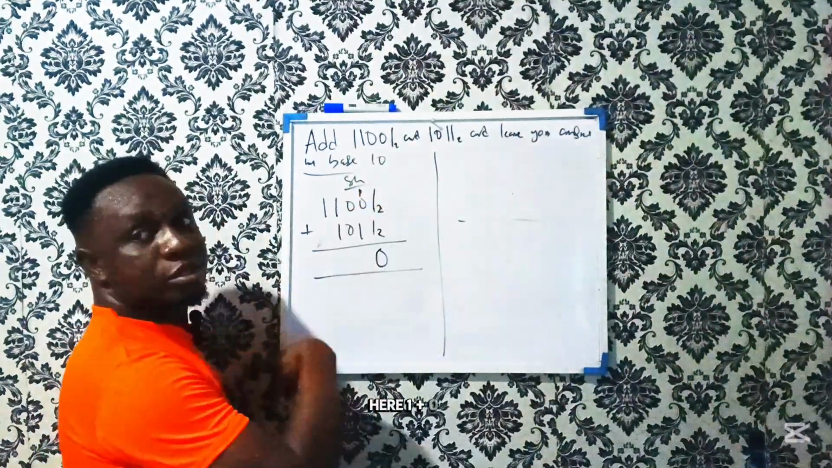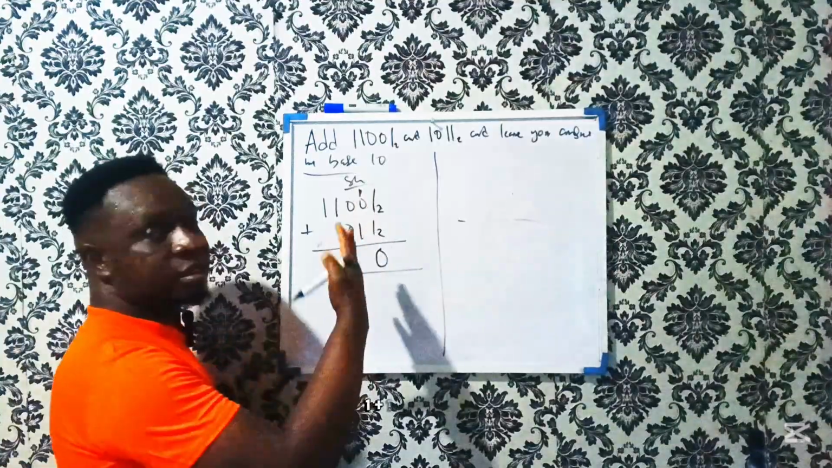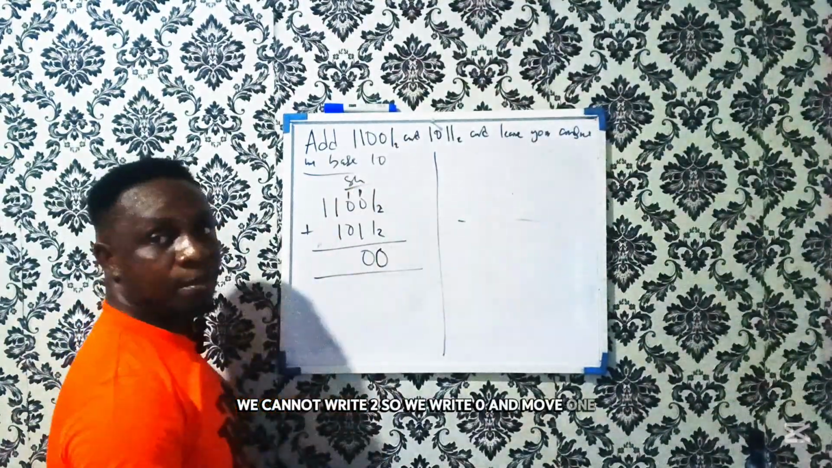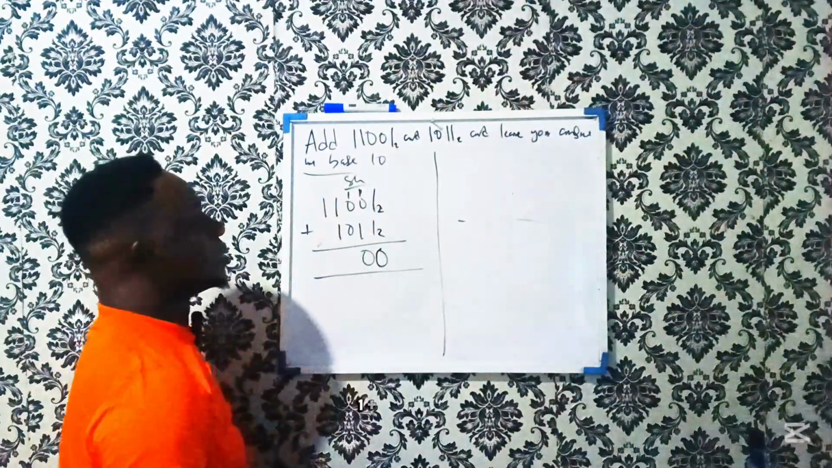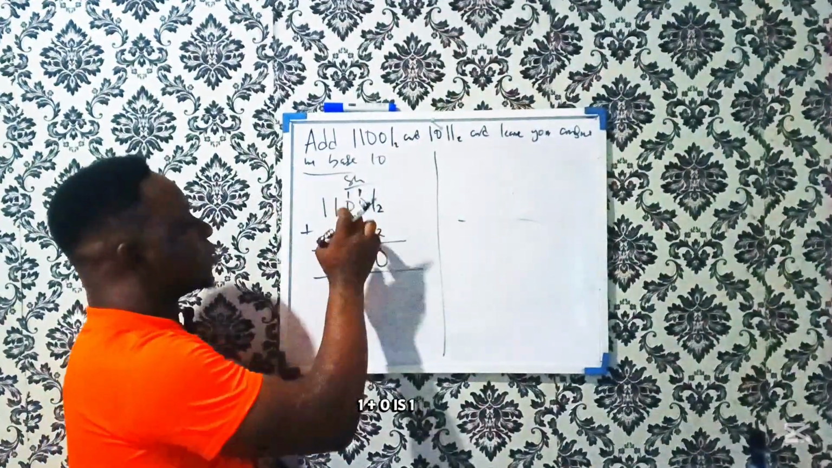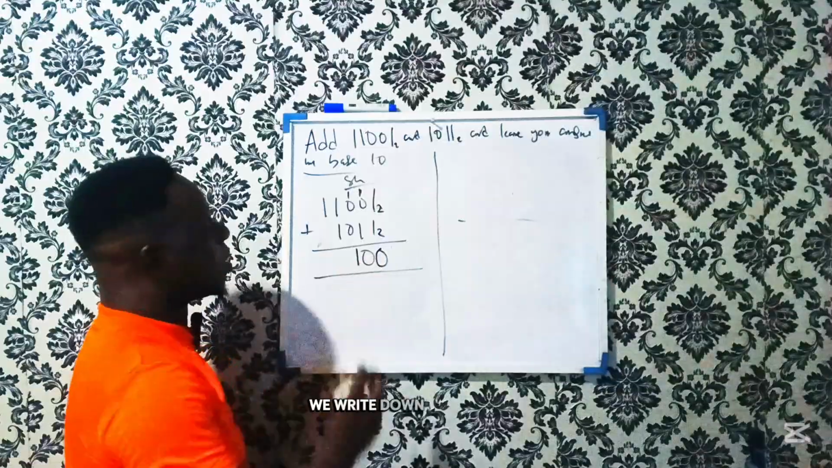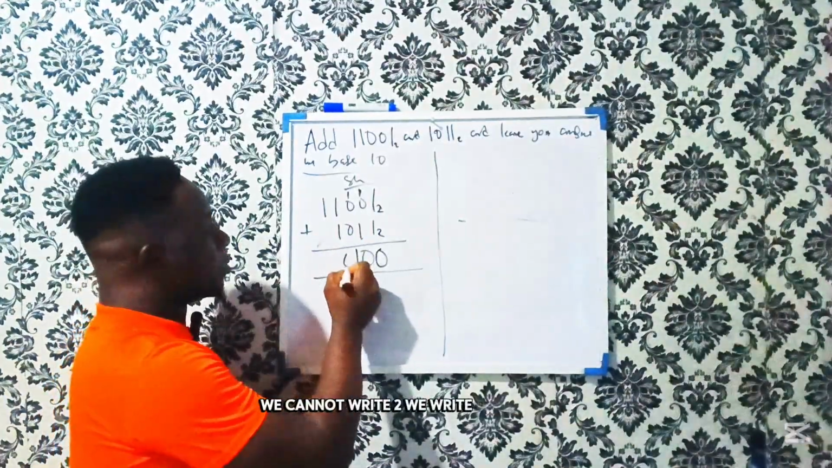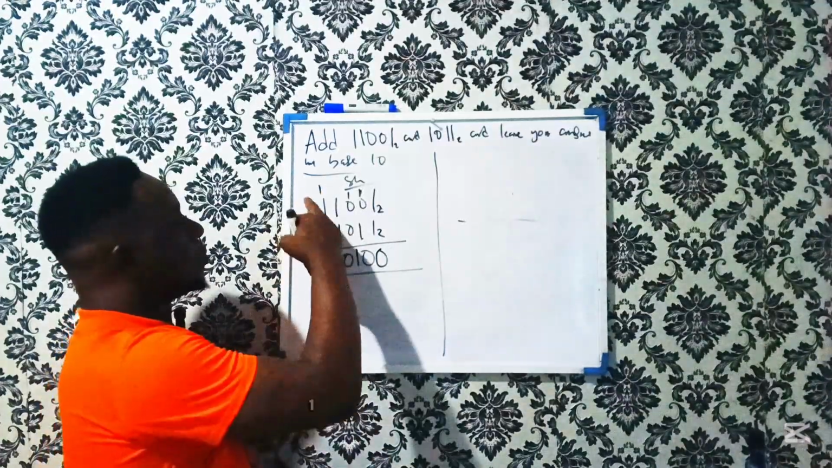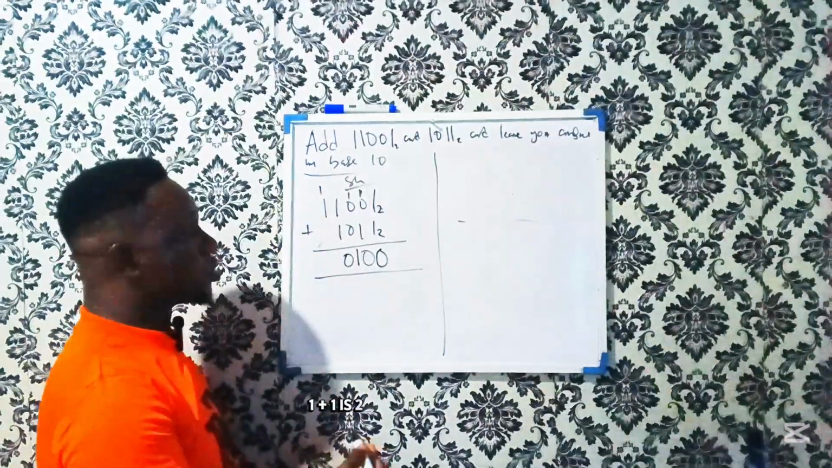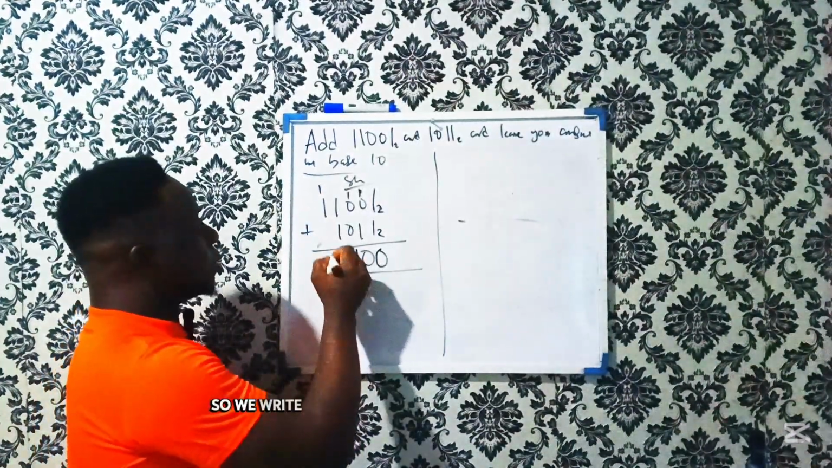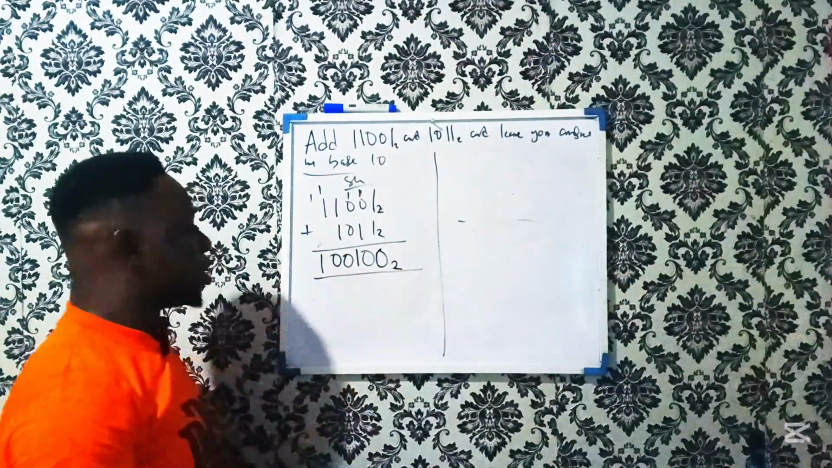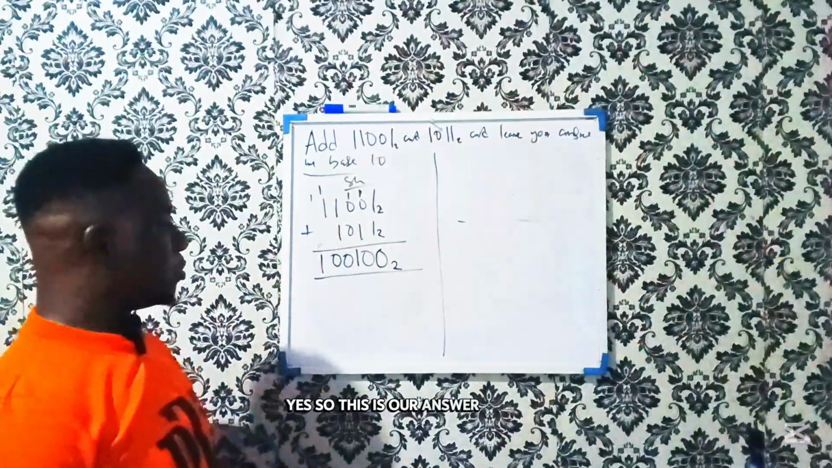Here, 1 plus 0 is 1. 1 plus 1 is 2. Again, we cannot write 2, so we write 0 and move 1. 1 plus 0 is 1. 1 plus 0 is 1. We write down our 1. 1 plus 1 is 2. We cannot write 2. We write 0 and move 1. 1 plus 1 is 2. Also cannot write 2. So we write 0 and move 1. Then we bring down the 1. So this is our answer in base 2.